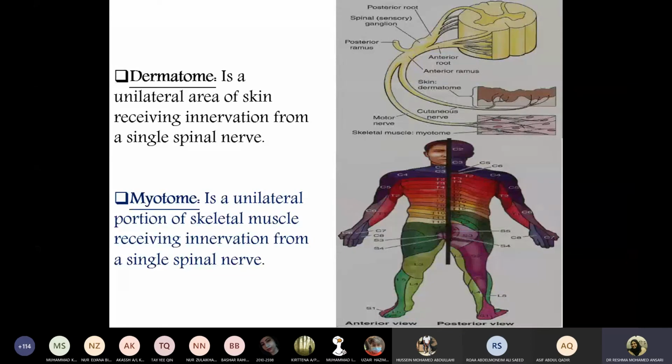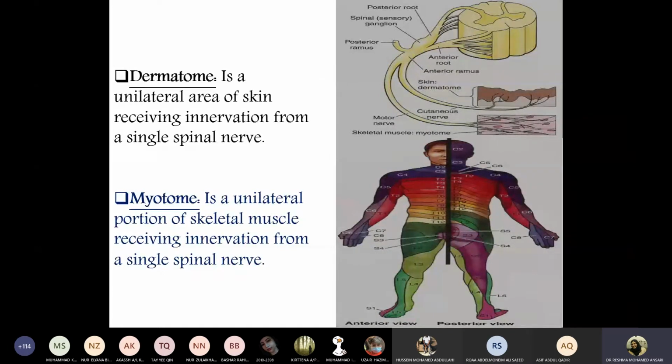So specific areas, for example, when I give an injection here, that is C5. My little finger is actually T1. So there are certain areas, and when you go to clinical, you will learn the dermatomes and myotomes specifically. When the consultant tells you to check whether the T10 or the thoracic 10 segment is okay, you have to check near the umbilicus. So there are specific areas for you to check.